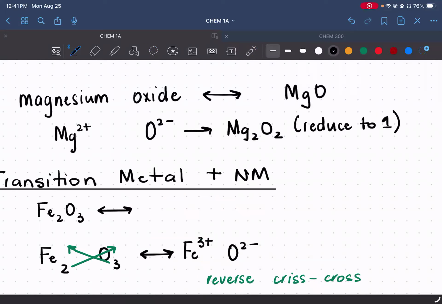In theory, the naming is still the same. The cation goes first. I see a hand, I'll get to you in a second. The iron goes first, its name is unchanged. And then the anion goes second with its suffix replaced with "ide."